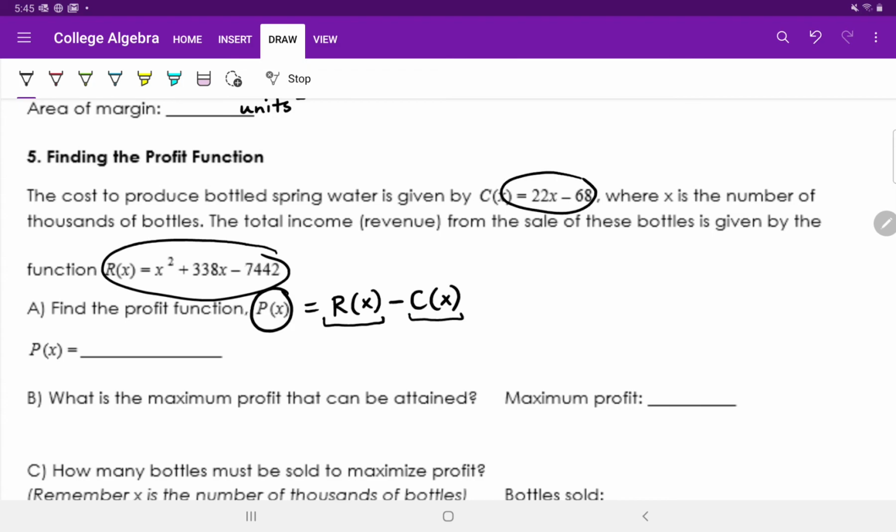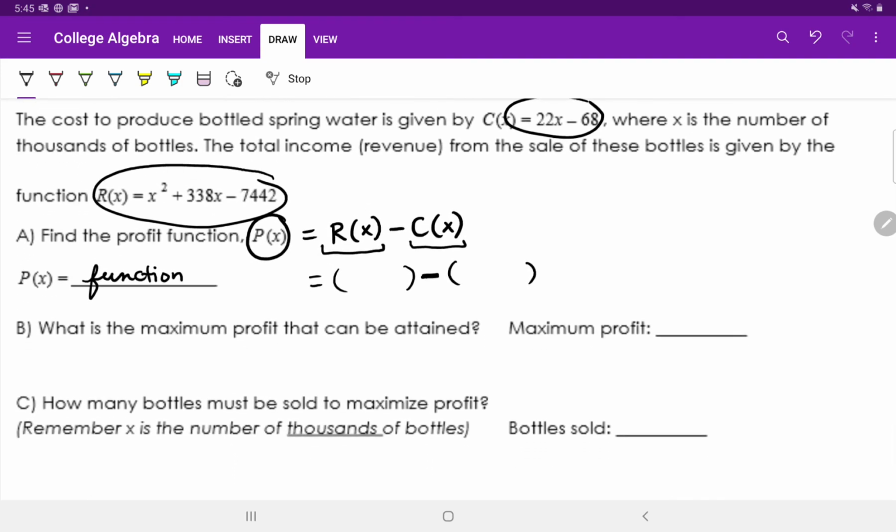Now, I cannot stress enough that when you do that, you have to put parentheses around r of x and around c of x. It's going to make a huge difference when it comes to things like this negative sign right in the middle. So your answer for p of x will look like a function. It will have x's, etc. in it, and it's not going to be a super pretty one either. Some of these numbers are pretty big.